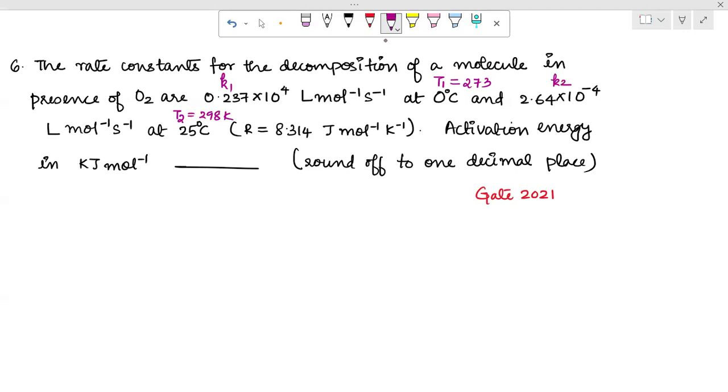The value of R is given. Don't expect this for the question. Activation energy in kilojoules per mole is very easy. You have to round it to 1 decimal place. Now you know which equation is to be taken.